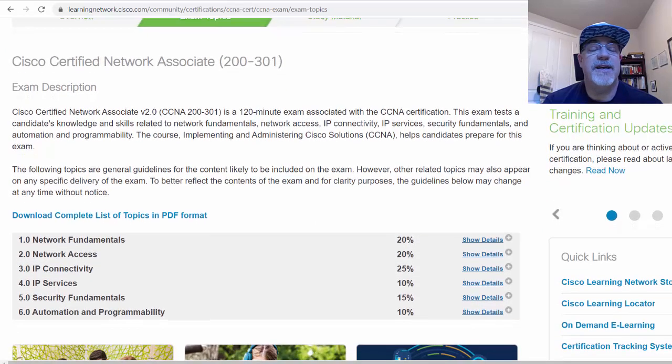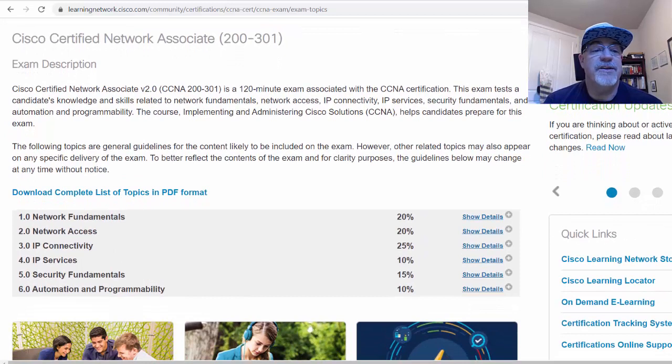Now, right off the bat, I'm on the website. You can see here that the topic areas have changed. Notice there's a big one right here, automation and programmability. That's a big change. It's only 10% of the CCNA questions on the exam, but this is where most of the new content is. The only section that has the same name is network fundamentals, but even this section is a little bit different, and I'll show you what I mean here.